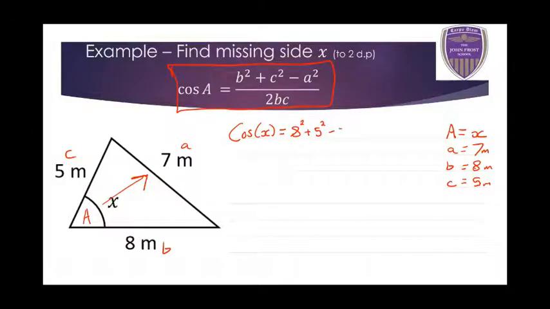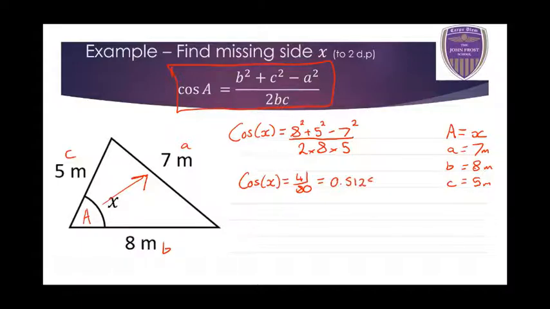Take away a, which was 7 squared, okay? And then we're going to divide that by 2 times b times c. So 2 times, well, b was 8, and c was 5. So 2 times 8 times 5. And if you solved this in your calculator, you would find that cos x is equal to 41 over 80, which is roughly equal to 0.5125. Okay?